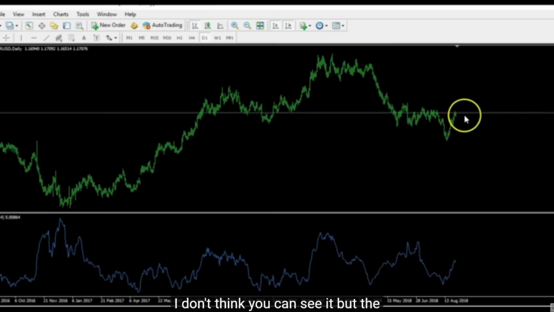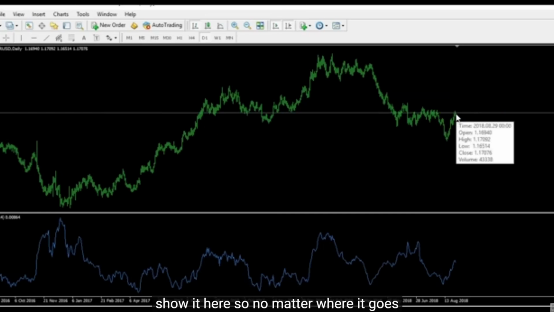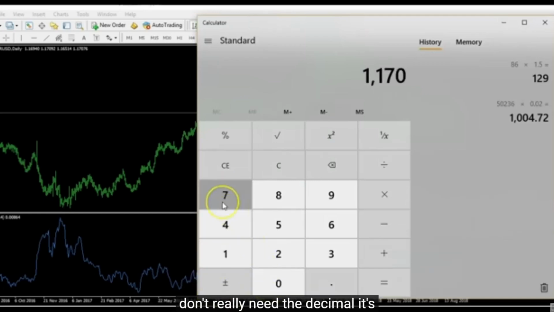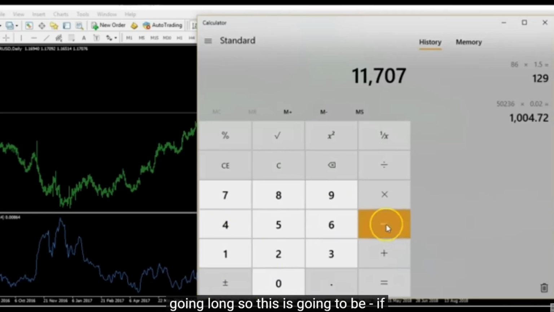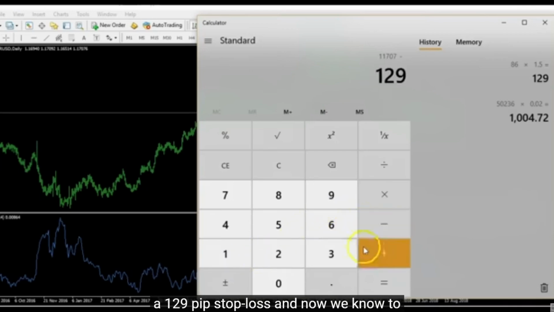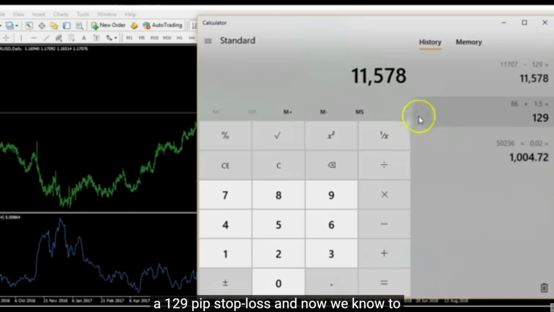Now, I don't think you can see it, but the price is at 1.1707 as we speak. And we'll show it here. So no matter where it goes, after I'm done talking, let's just go ahead and take that number, 11707. You don't really need the decimal. It's pretty easy to figure out. And then we're going long, so this is going to be minus. If it was short, we would do plus. But minus a 129 pip stop loss. And now we know to enter our stop loss in at 1.157. So then I would write that number down too, so I can plug that in. All right, so we know where our stop loss is going to be.